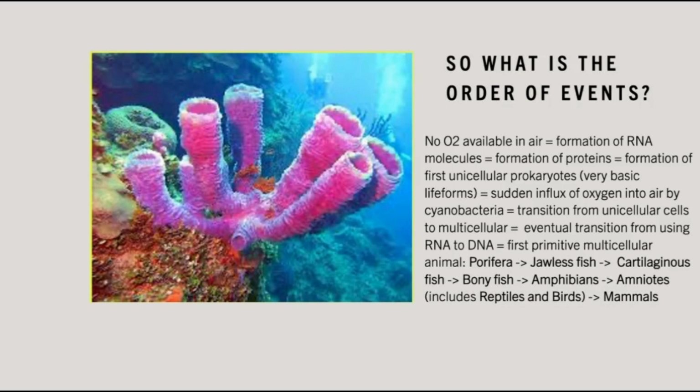And the addition of oxygen into the air also made it so that now that there's oxygen in the air, we are able to basically get more energy, right, from our nutrients, and therefore we are able to have more complex structures. So we went from being unicellular cells to multicellular cells. Okay, then eventually we had to transition from using RNA as our main source of genetic information to then using DNA. And the reason for that is RNA is very unstable.